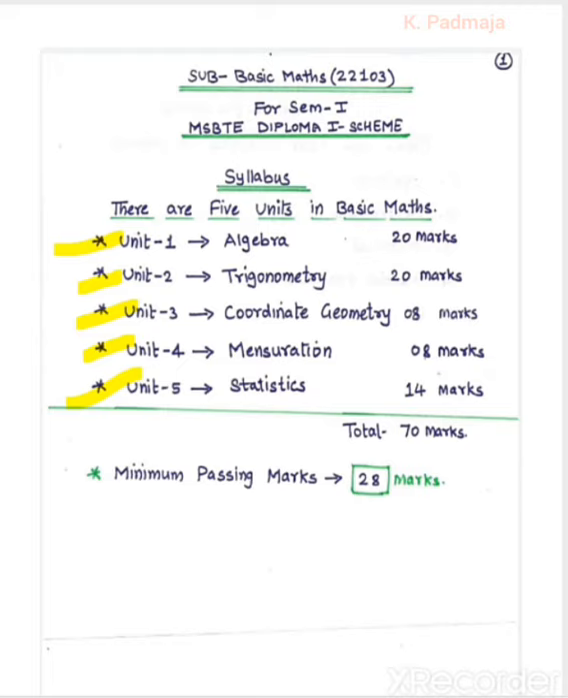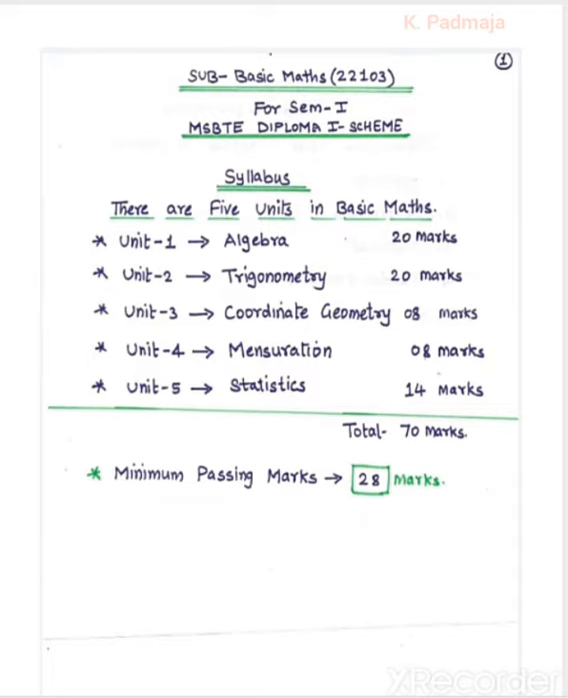So here I have written the weightage of every unit. Unit 1 is of 20 marks, unit 2 is of 20 marks, unit 3 is of 8 marks, unit 4 is of 8 marks, and unit 5 is of 14 marks. So the total will be 70 marks. And how much do you have to score to pass your exam? You have to score 28 marks to pass. Okay, so in this way we have to learn our Basic Mathematics in this semester.